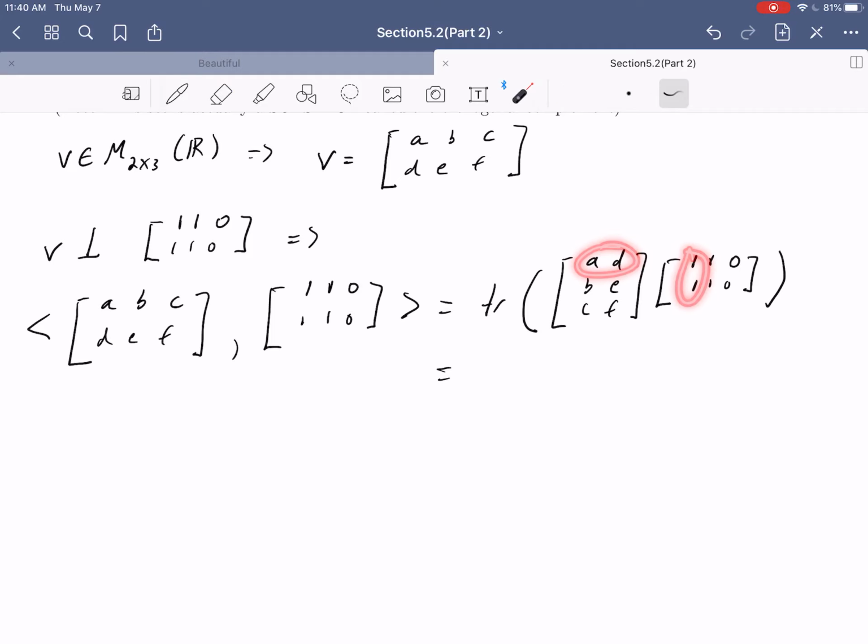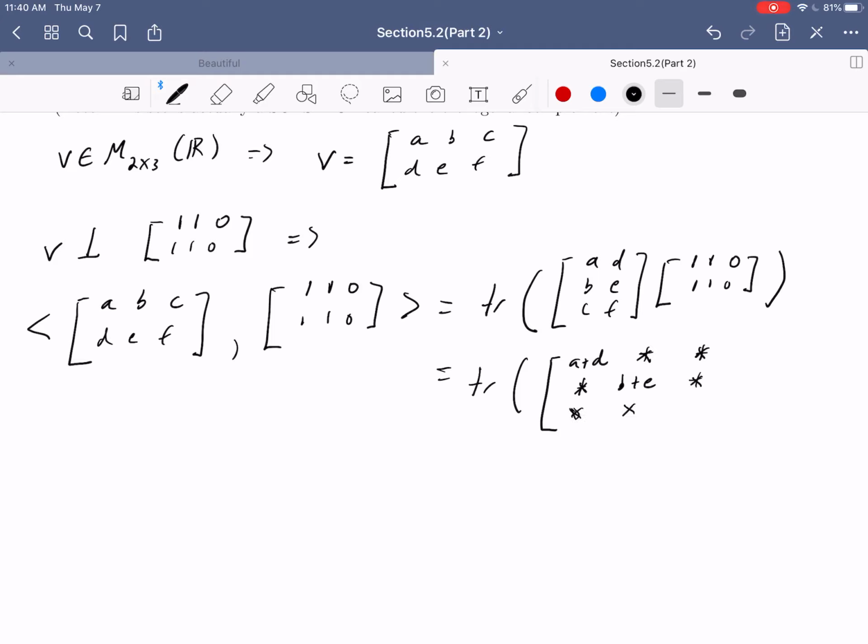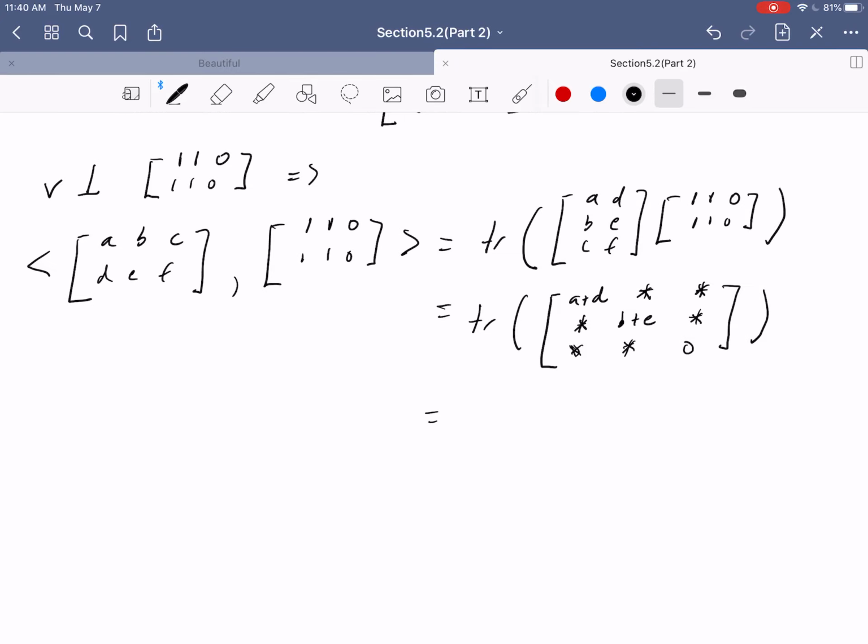So this times this. We would get the trace of, first row, first column, that would be A plus D. Then first row, second column, but of course that wouldn't apply to the trace, so we can skip it. But we will need the second row, second column, which will give us B plus E. Then we can skip the next ones, and we just need the last row times the last column, which gives us 0 there. So the trace of that would be A plus D plus B plus E.